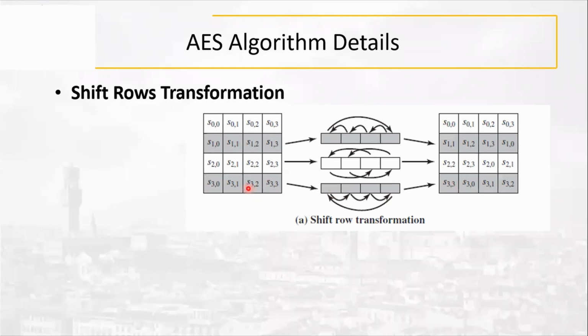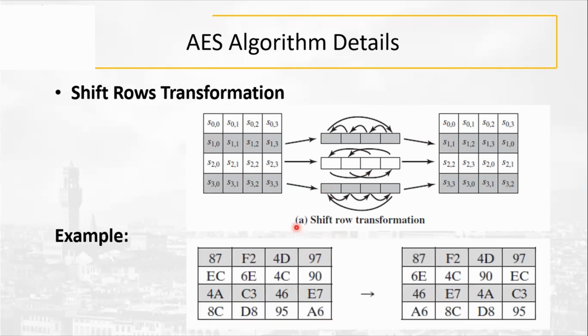S32, 3 bytes left at 1 location, 2 location, and 3 location. So S32 is coming at this location. It is similar to a 1 byte shift right. Okay, so this shift rows transformation is doing all these things. Shifting of rows.